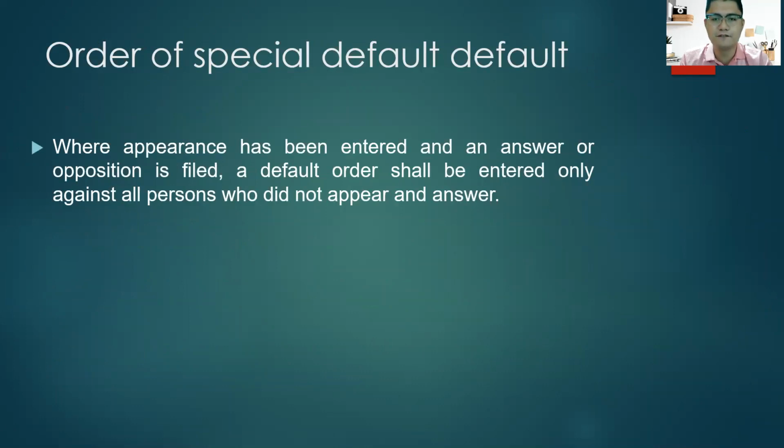Order of special default: where an appearance has been entered and an answer or opposition is filed, a default order shall be entered only against all those persons who did not appear and answer. So, order of special default is only against several persons, several opponents who did not file their answer. Unlike general default, it encompasses the whole world.